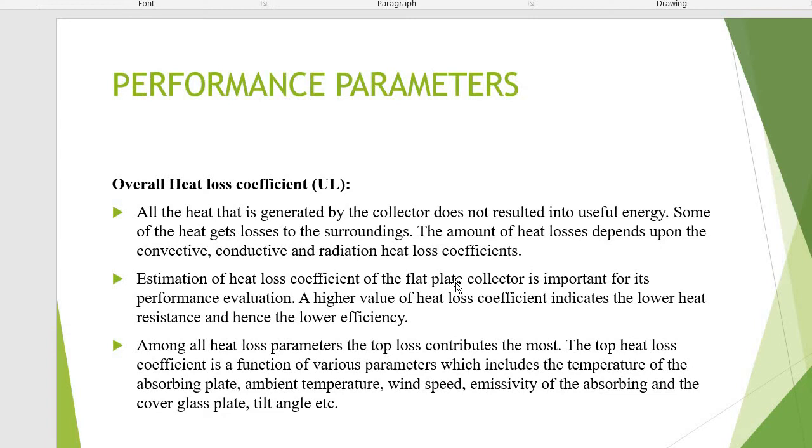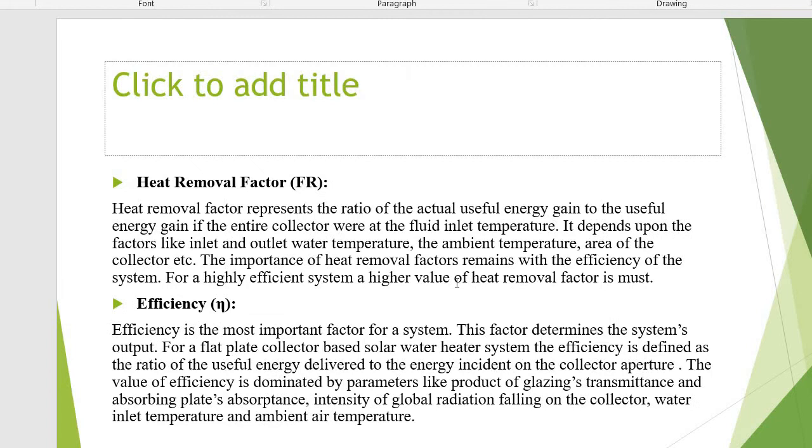So estimation of the heat loss coefficient of the flat plate collector is important for its performance evaluation. A higher value of heat loss coefficient indicates, what does it indicate? It indicates lower heat resistance and obviously lower efficiency. Among all the heat loss parameters, the top loss contributes the most. The top heat loss coefficient is a function of various parameters which include temperature of the absorbing plate, ambient temperature, wind speed, emissivity of the absorbing and cover glass plate, and tilt angle.